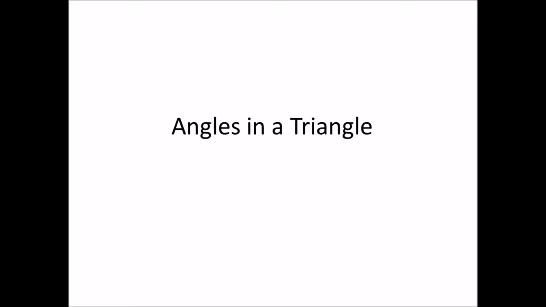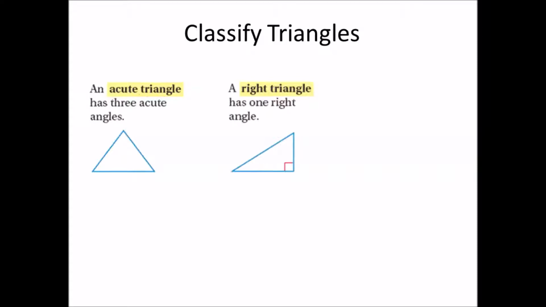This lesson is on angles in a triangle. So let's go over some classifying of the triangles. We have an acute triangle, which says that all three angles are less than 90 degrees. Then we have a right triangle, which says that one of the angles has 90 degrees. And notice that it has this little right angle right here, just like what we did with the angles. So still that applies to the triangle.